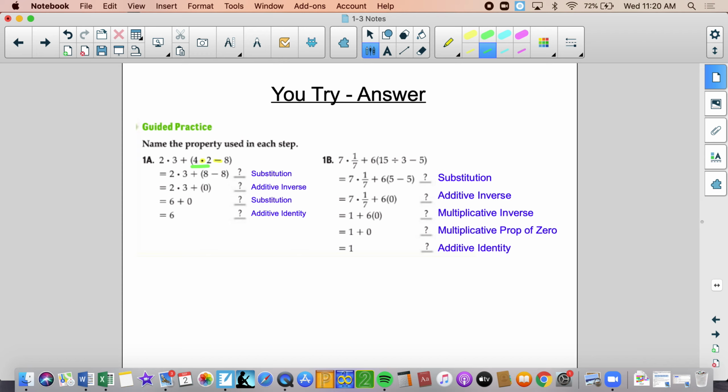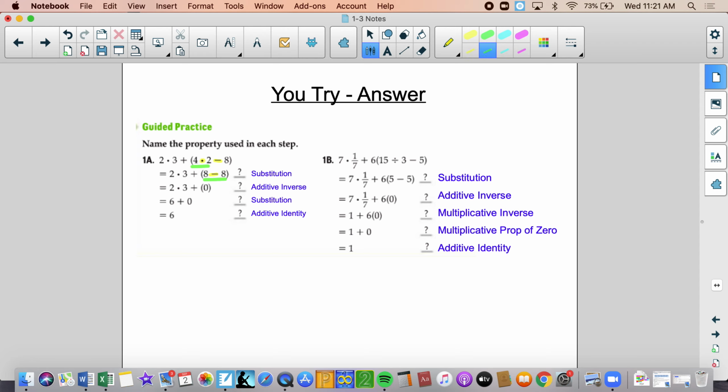And what property did we use? We used the substitution property. We substituted 8 for the product of 4 and 2. Good. Now, do we still have any more grouping symbols? Yes. We still have grouping symbols that we have to use. We know that those are grouping symbols because there's an operation inside the parentheses. Now, let's simplify. 8 minus 8 equals 0.